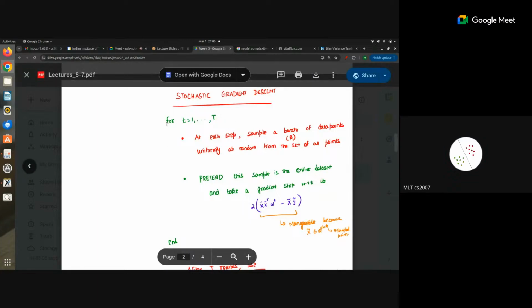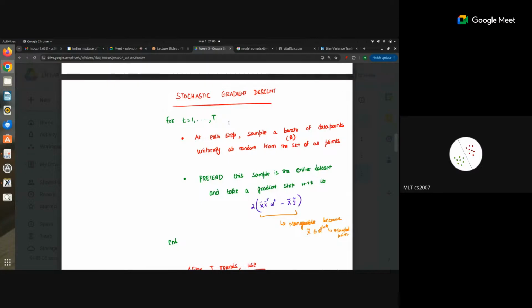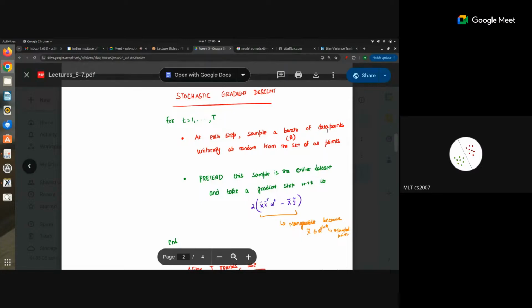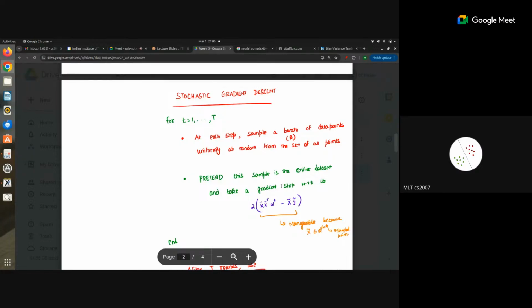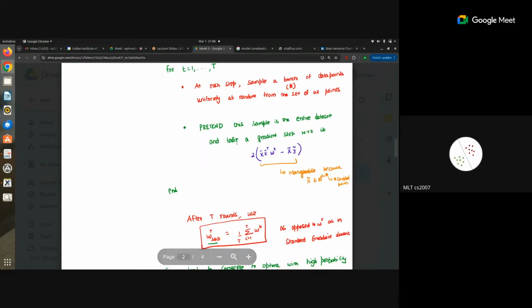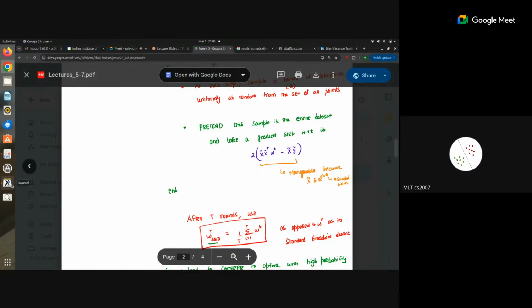See, here what we are saying, for t equals 1 to capital T iterations, for each step what you do is sample a bunch of data points uniformly at random and use the set of all points, and pretend this sample is the data. Yeah, correct, what you're saying is correct. So every time you will find the next WT plus 1, and whatever comes out, we'll take the average of all of it. Yeah, fine. And maybe it is t plus 1, right?